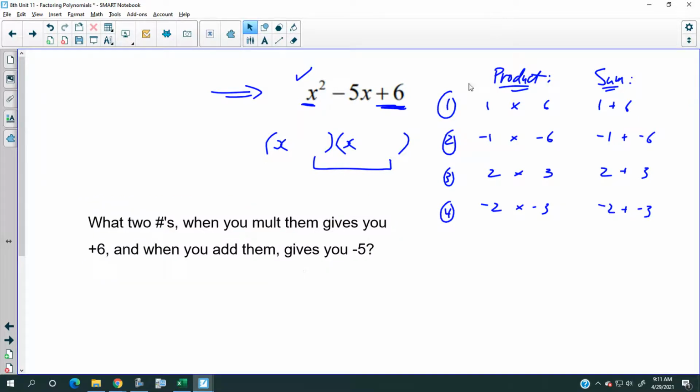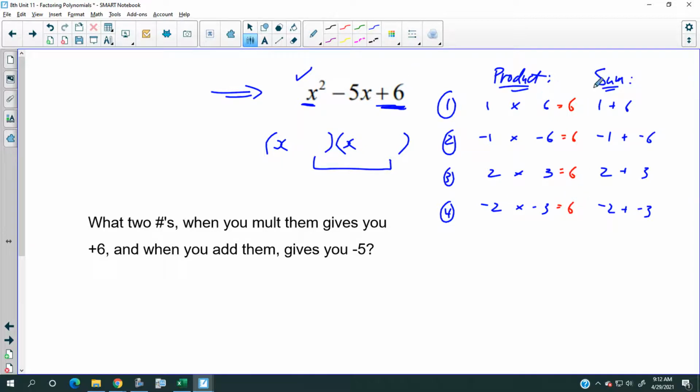So, okay, let's do that. Let me use a red marker, easier to see maybe. 1 times 6 is 6. -1 times -6 is +6 also. 2 times 3 is 6. -2 times -3 is 6. They all give you 6s.